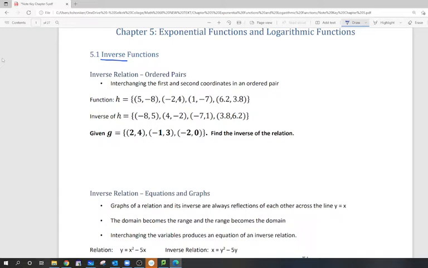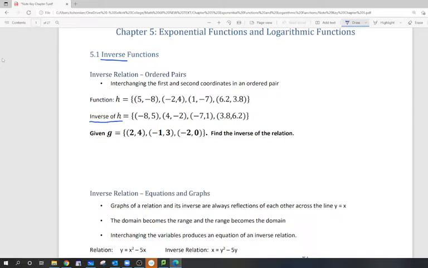So if you have a function or a relation h, which is (5, -8), (-2, 4), (1, -7), and (6.2, 3.8), the inverse of this function, which I shouldn't call a function at this point, we will dive into that later, but the inverse of this relation would be taking the x and y values and switching them. So the point (5, -8) becomes (-8, 5). The point (-2, 4) becomes the point (4, -2), and so on and so forth. So this transformation is taking your x and your y values and switching them.